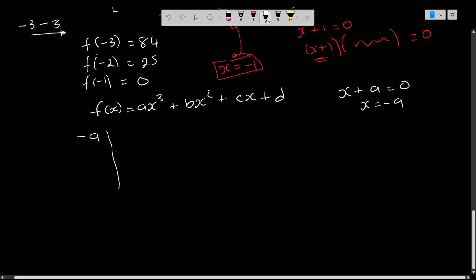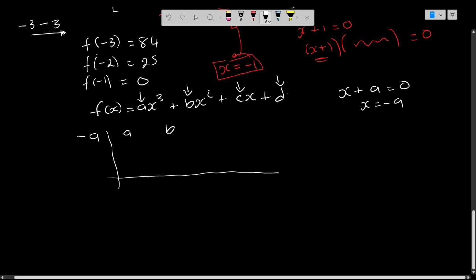If I draw a line like that, this is how you use synthetic division. Then you write the coefficients of all the terms of the cubic polynomial. So in this case you have a, and then you have b, the coefficient of x squared.